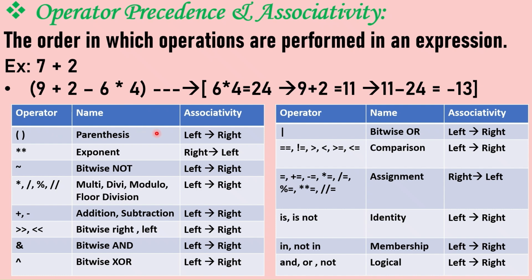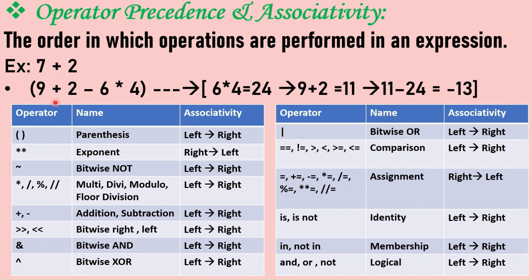Here I have given two tables specifying some operators, their names and their associativity, that is, the order in which the expression is evaluated, whether from left to right or from right to left. This table contains all the operators in decreasing order of priority. The first operator is the parenthesis. Parenthesis has the highest priority compared to the other operators in Python.